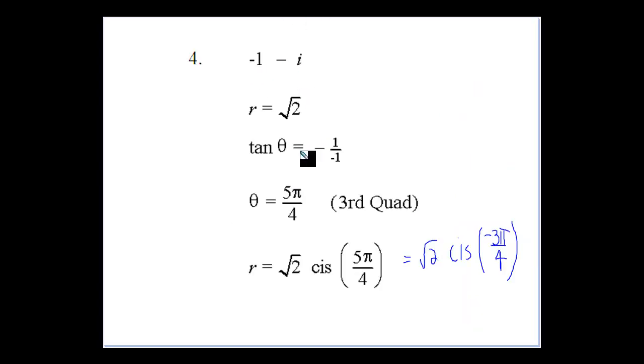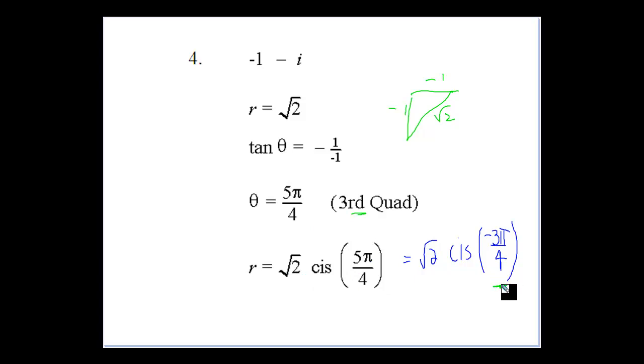Minus 1 minus i, so obviously in the third quadrant. We've gone across and then down to get our point there. So across minus 1, down minus 1. It's going to give us a distance of root 2, and the modulus is positive, but it's in the third quadrant. So it's going to be 180 plus 45, or pi plus pi on 4, which is 5 pi on 4. So root 2 cis 5 pi on 4.